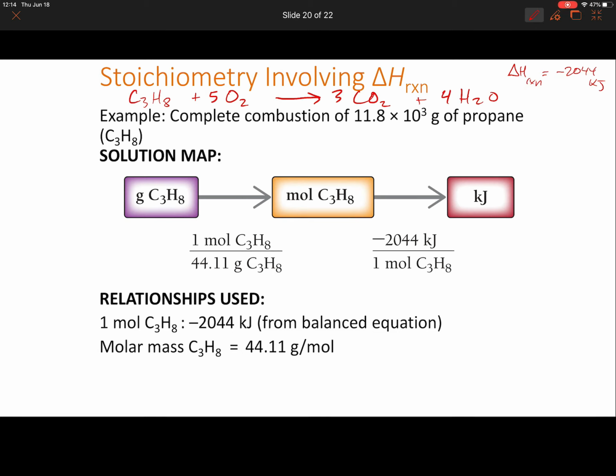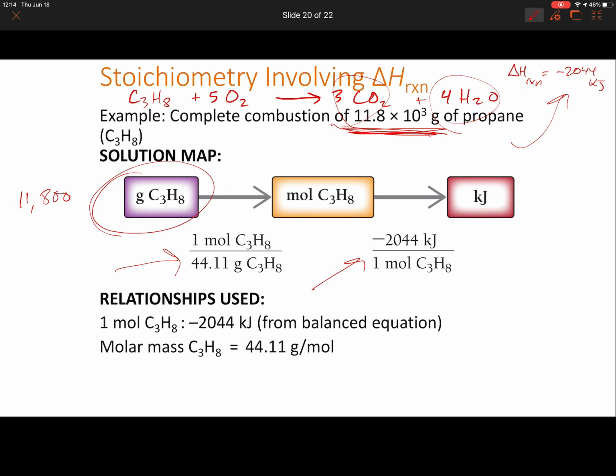And we can make conversion factors between any one of these things and our heat, the way that we are doing it here. So for example, if the question said, how much heat is released for the complete combustion of this much propane, we would first have to figure out how many moles of propane we have. So the first step is taking the grams. In this case, it's 11,800 grams.